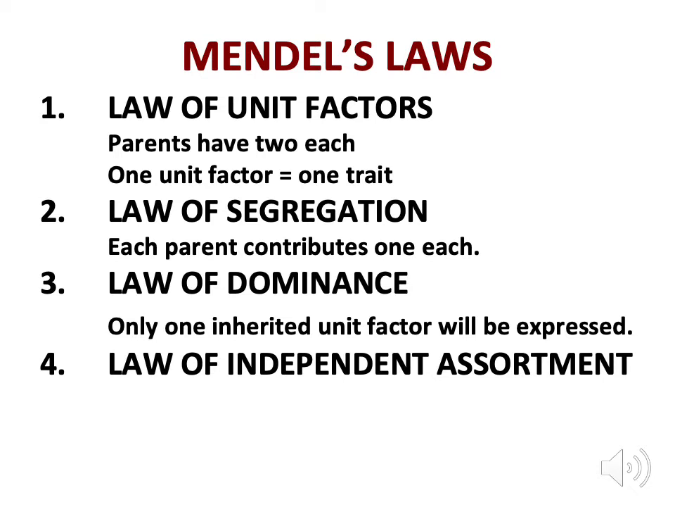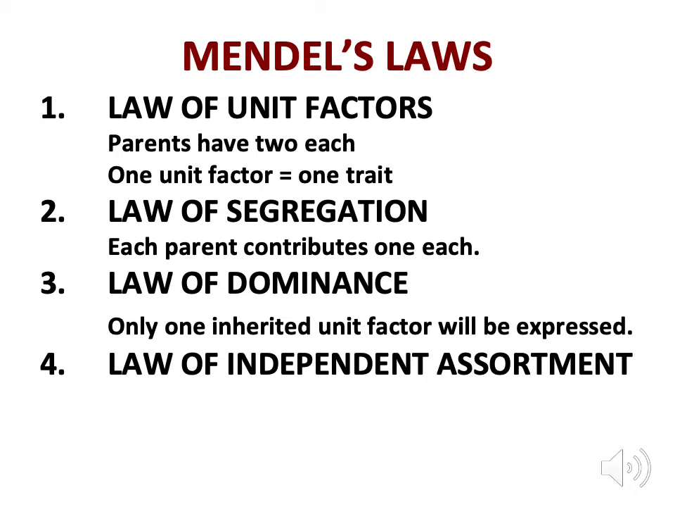So parents have 2 each, and one of those unit factors, or what we call genes today, actually codes for one trait. So in his pea plants, he might breed a red flowered pea plant with a white flowered pea plant, and the red flowered pea plant has 2 unit factors for flower color, and the white flowered pea plant has 2 unit factors for flower color as well.